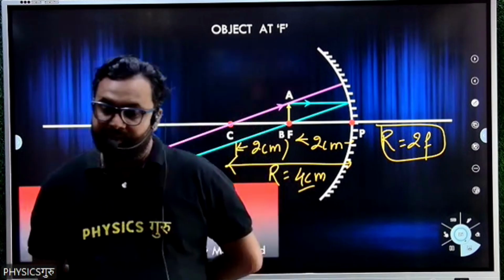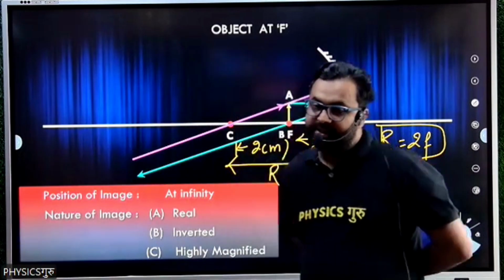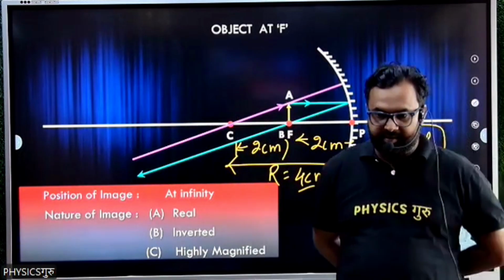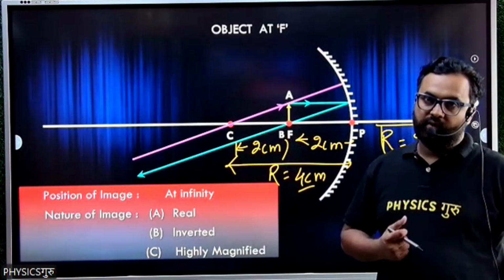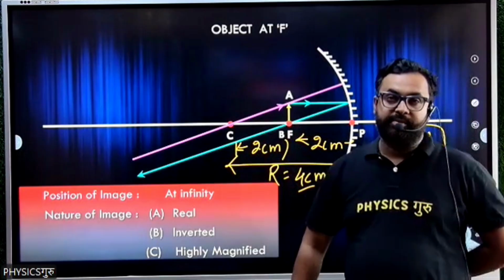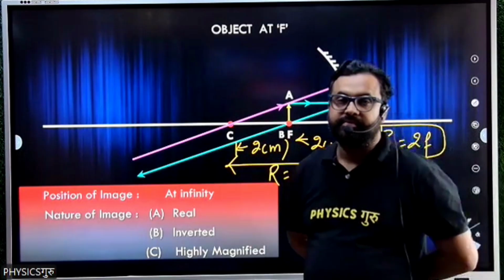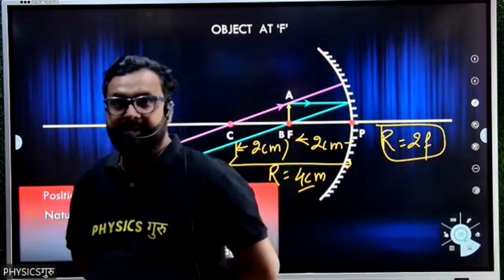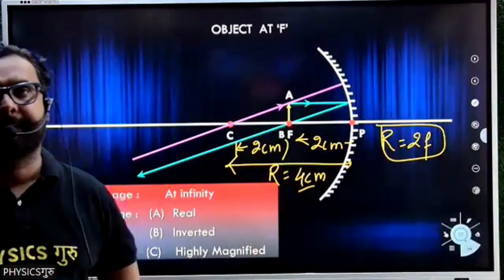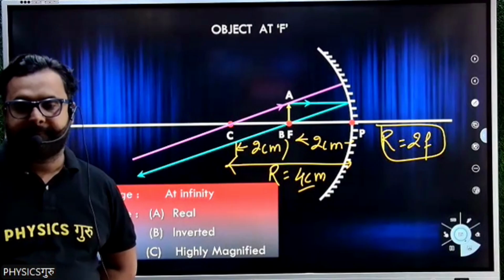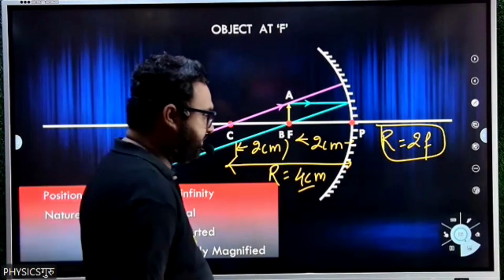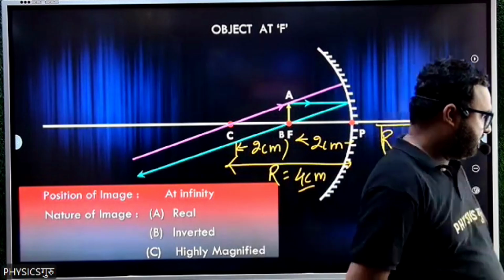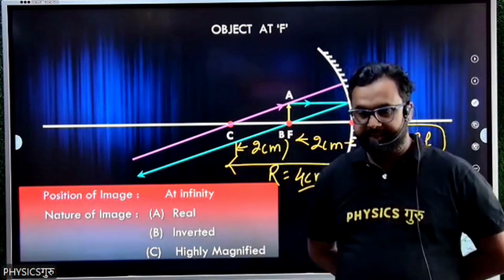If you take random, for example, if you take the distance between C and F as 4 centimeter, and between F and P as 1 centimeter, obviously the ray diagram will not be proper. Sir, so we have to take whole numbers. Yeah. Sir, maximum is 3 then. Yeah, maximum is 3.